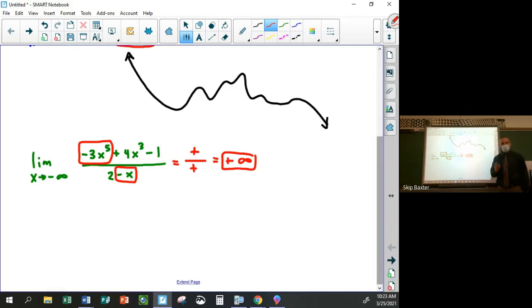Does that make sense? So that's how you can tell if the limit is going to be positive infinity or negative infinity. Now, technically, you could say it does not exist in both those situations, but for tonight's homework, they want you to actually choose one. So that's how you can choose one.